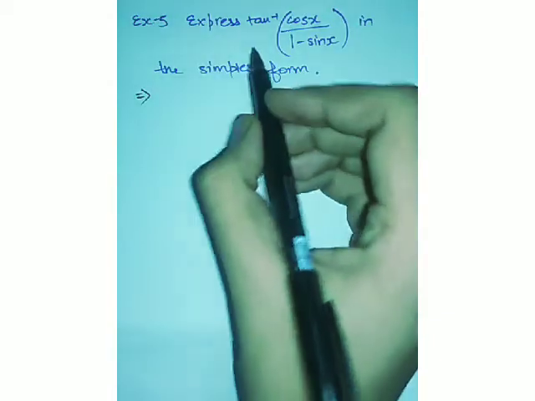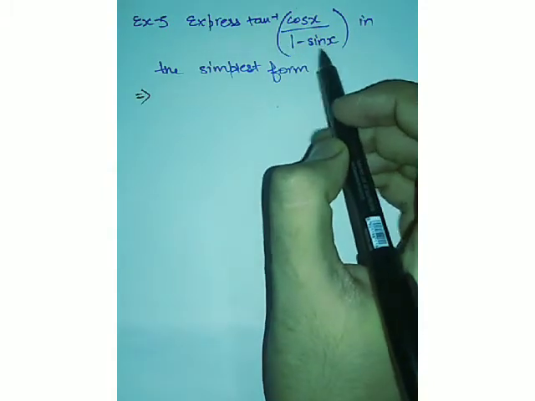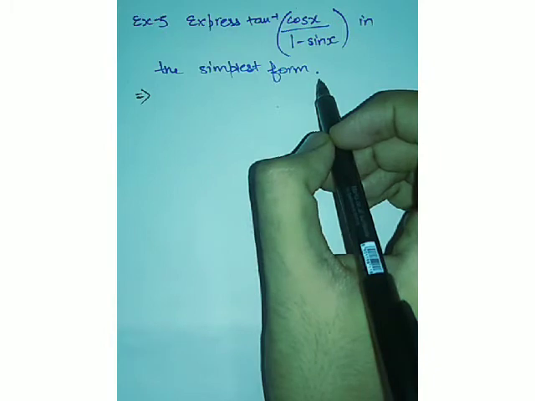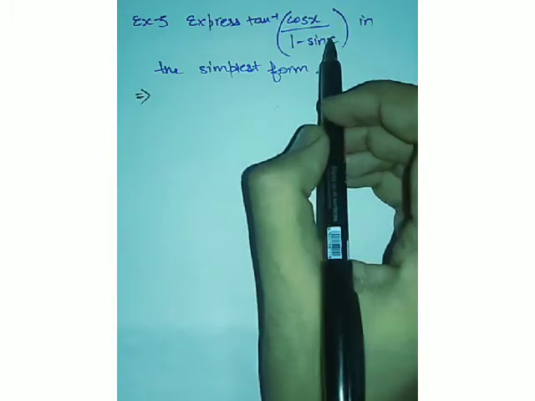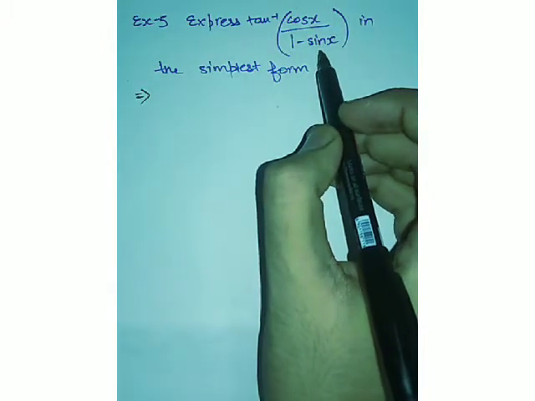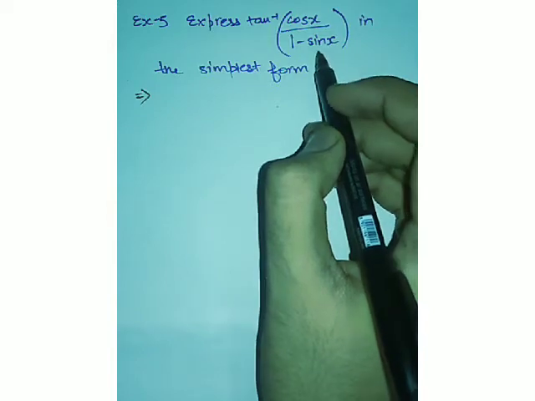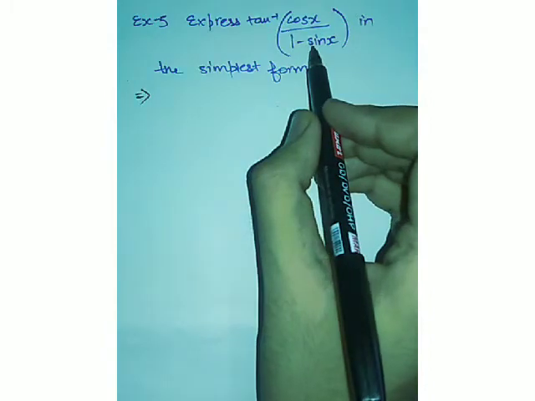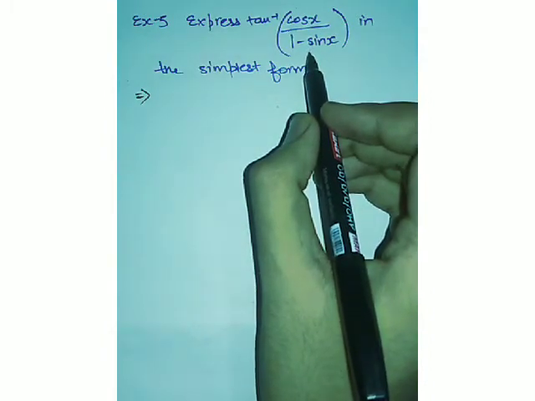This is our next example. We have to express tan inverse of cos x upon 1 minus sin x in the simplest form. Simplest form means you have to simplify as much as you can. It should not contain fractions or complicated terms like these. So it must be in simplest form. Now we'll simply solve it using a formula and applying various identities.